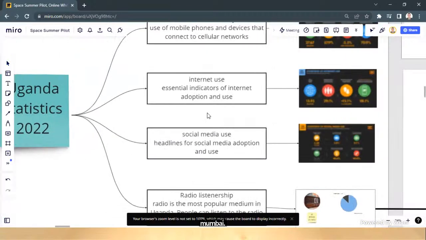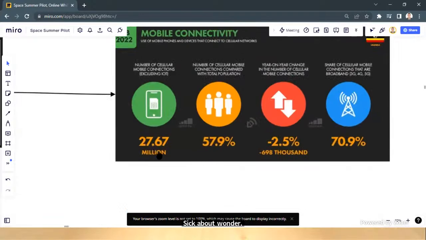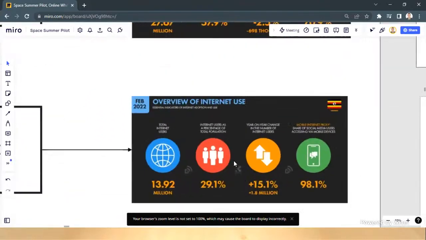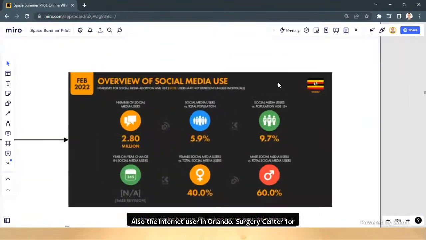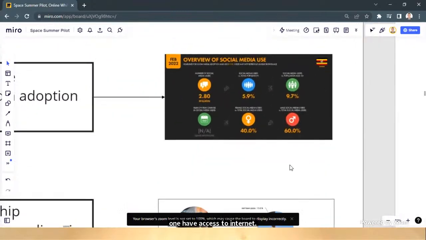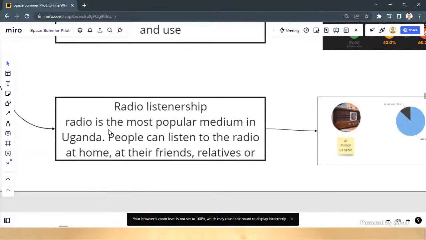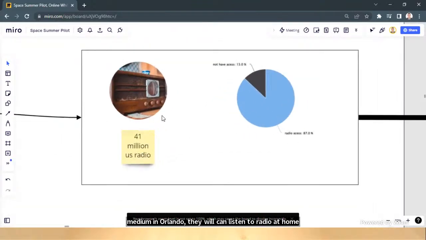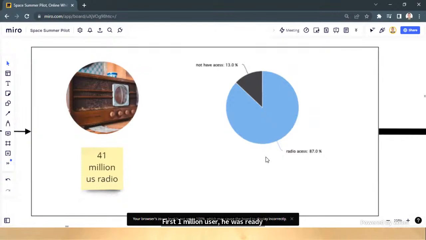Some statistics about Uganda. The number of cellular phones in Uganda is 27 million, which is 58% of the population in Uganda. Also, 30% of Uganda has access to the internet. Also, social media is at 6%, like I mentioned before, which is not a suitable way to communicate with Uganda. The last one, and the most efficient one, is radio. Radio is the most popular medium in Uganda. People can listen to radio at home or with their friends or relatives. 41 million people use radio, which is 87% of the Uganda population.